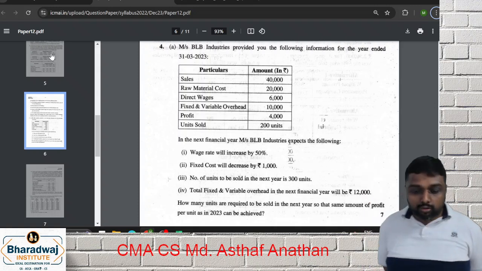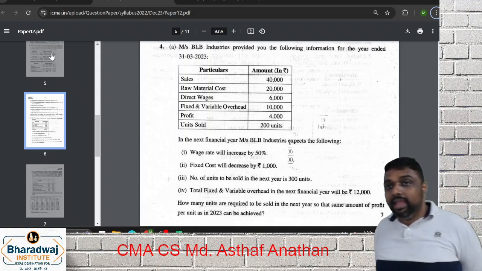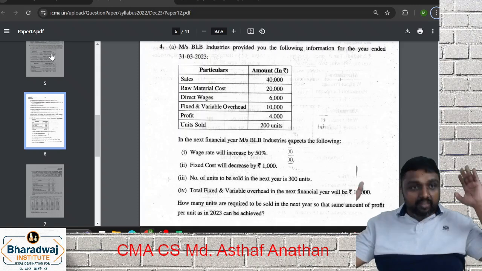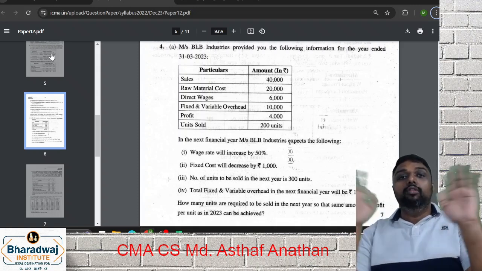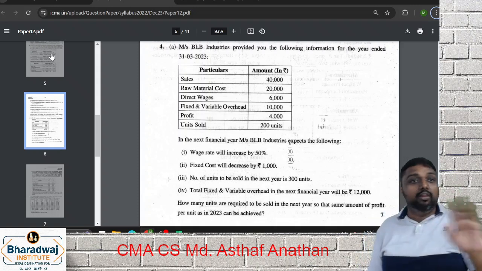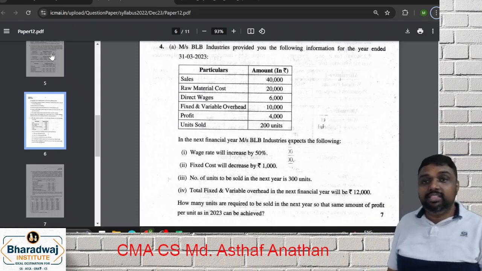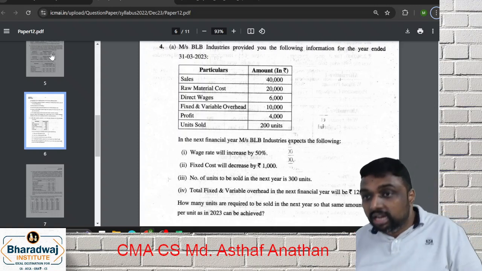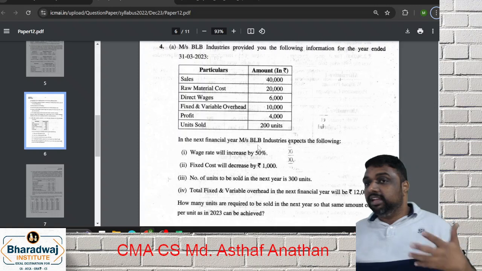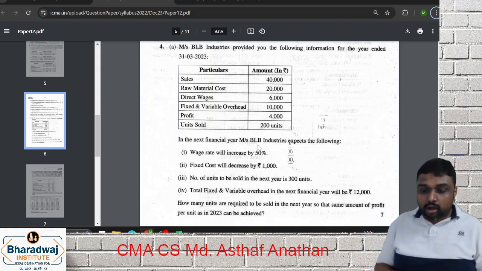How many units have to be sold in the next year so that the same amount of profit per unit can be achieved? My dear friends, let me tell you one very, very important point. The PV ratio route and F plus P by PV ratio will not work. The reason is, as we told today in the revision, PV ratio will change if selling price or variable cost changes. Wage rate is increasing, which will impact your PV ratio. So that will not work. So how will it work out?